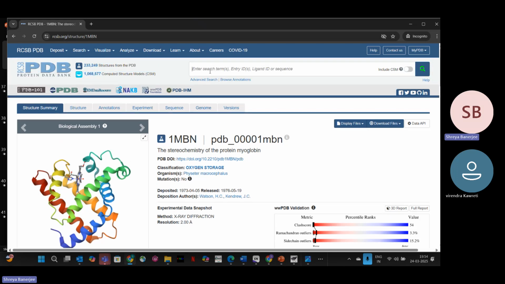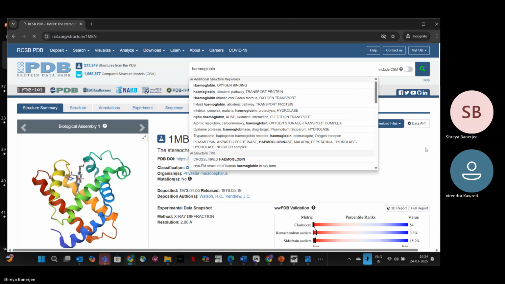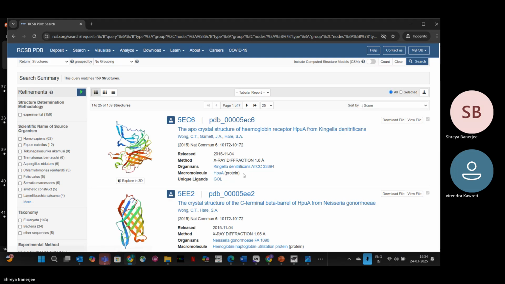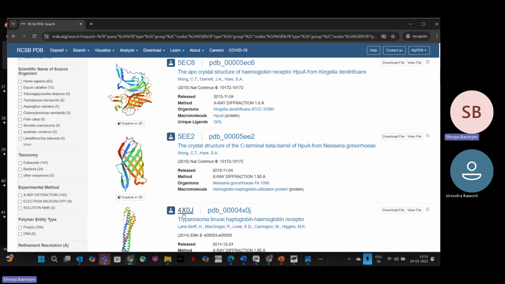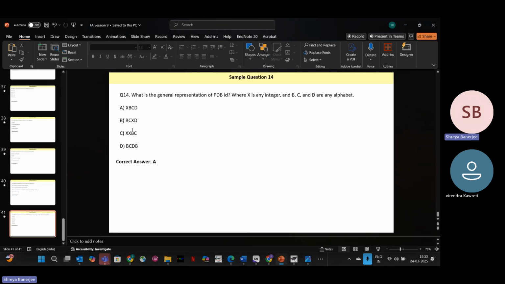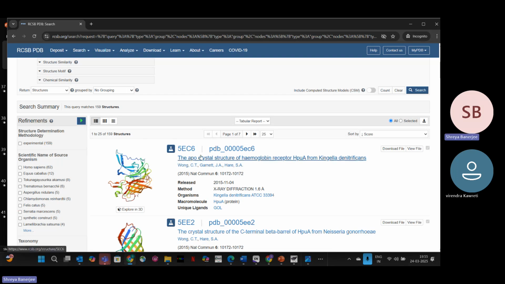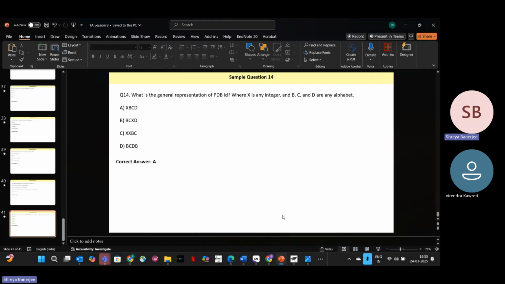Let me search for another PDB. Let's suppose hemoglobin. I can just type the name here, hemoglobin. So you can see that numbers can come in the fourth position also. Is that there in any of the options? It is not there. Only the second position cannot be a number, so the first position has to be a number and the rest of the three can be alphabets. The only two rules are that the first position has to be a number and the second position has to be an alphabet. So let us look at the options.